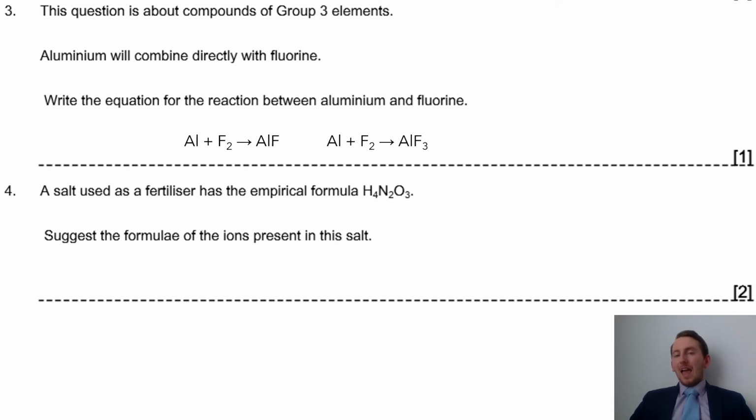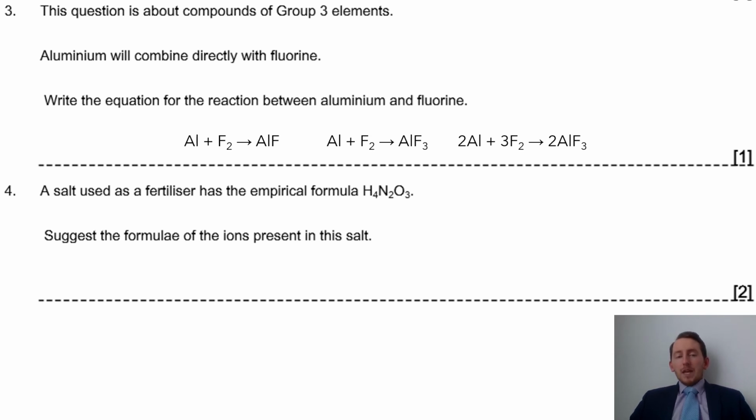That's why it's AlF3. Then once I have that, I need to make sure everything balances up. So then we try and balance everything up, and hopefully we'd have a big 2 in front of the Al, 3 in front of the F2, and then a 2 in front of the AlF3. So that final one there would be our answer. Now you can just write that straight out. I've just shown you how, if you're unsure, you can slowly build things up.